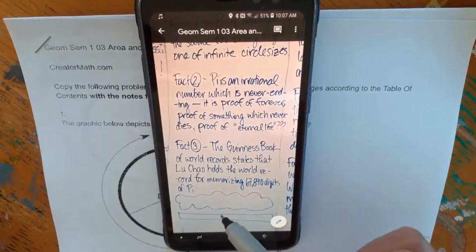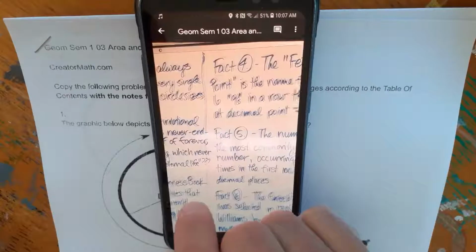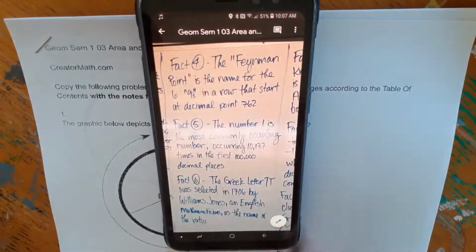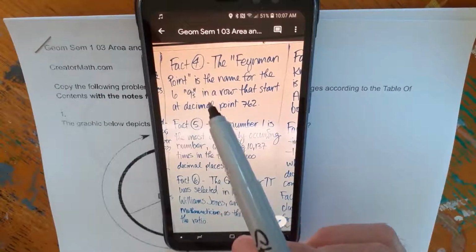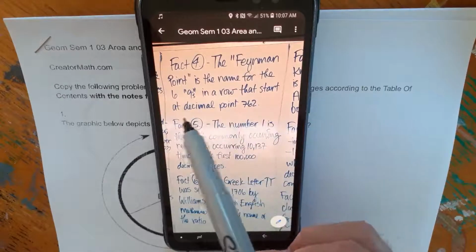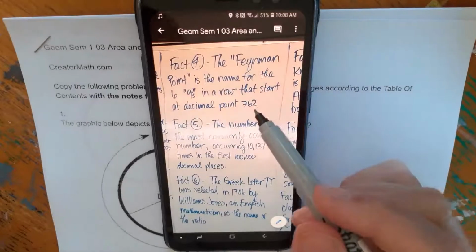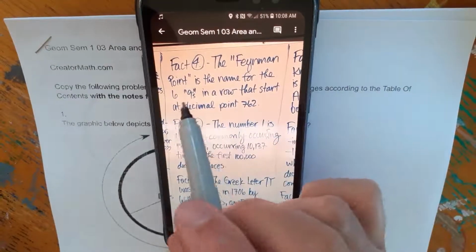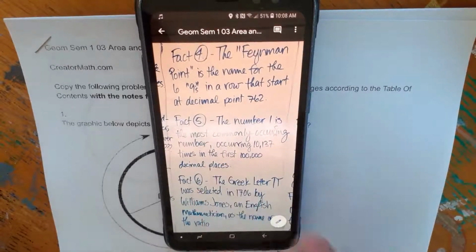Fact 3, the Guinness Book of World Records states that Lu Chao holds the world record for memorizing 67,890 digits of pi. That one always blows me away. Fact number 4, the Feynman point, is the name of the 6 nines in a row that start at decimal point 762. So 762 digits into pi, there are 6 nines that show up, and it's famous. It's called the Feynman point. I think he's the one that found it first.